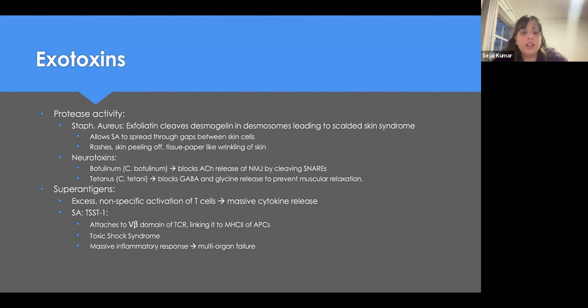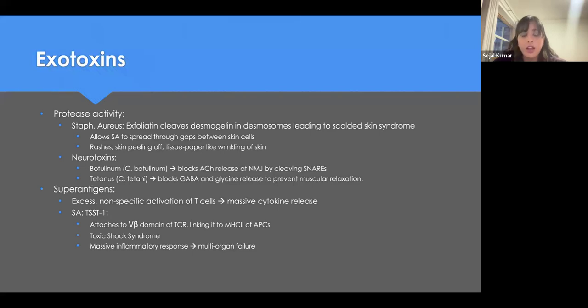Now, another type are proteases. I think these are the last two, proteases and superantigens. Protease activity. So what I mean by that is some bacteria have proteases involved, which can break down proteins and cause the infection. So exfoliatin, as I talked about before, cleaves desmoglein in desmosomes, leading to scalded skin syndrome. And it causes rashes, skin peeling off, and tissue paper like wrinkling of the skin. And it also allows Staph aureus to spread through gaps in skin cells because, as I said, desmosomes help hold the cells together.